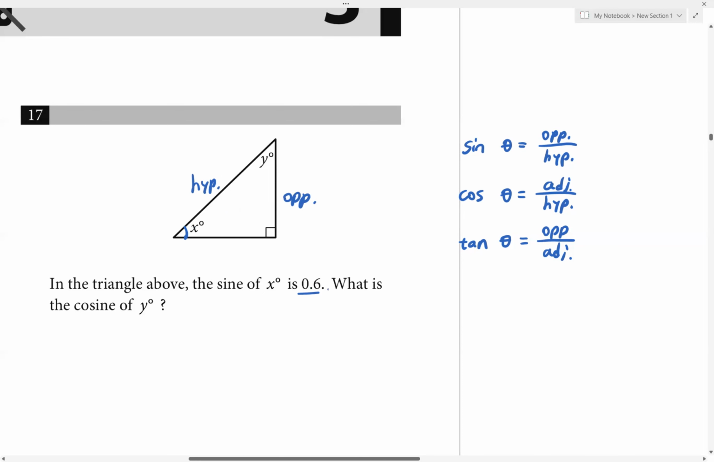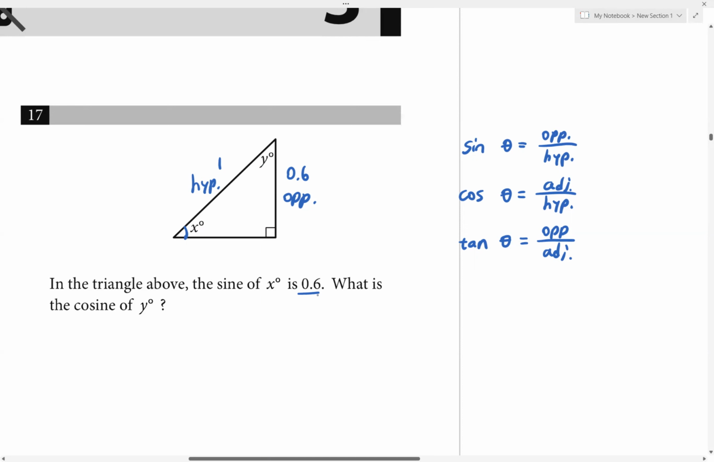So what we can do is make up some numbers. It doesn't matter what number you use, as long as the ratio is 0.6, then it should be good. You can just make up some number. You can say this is 0.6 and this is 1. That will work because it's opposite 0.6, hypotenuse 1, then that's 0.6 over 1, that's 0.6.